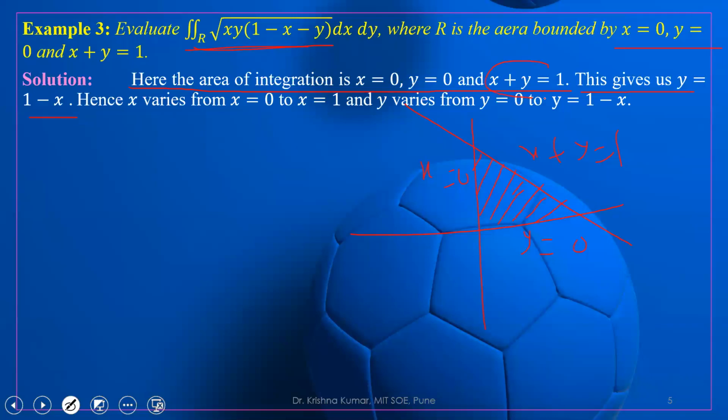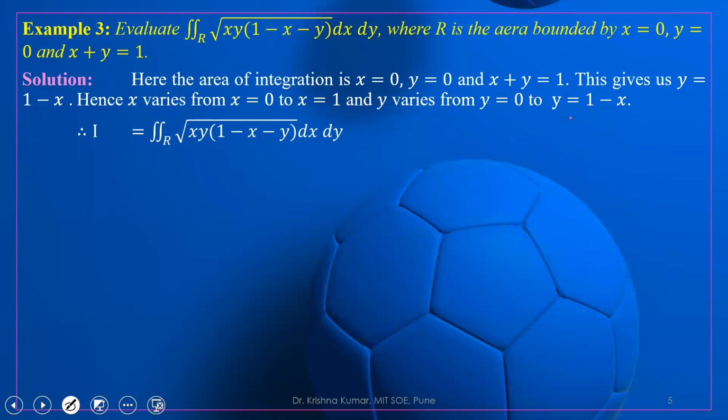So now from this equation, what is the value of y? It is 1 minus x. Hence x varies from x equal to 0 to x equal to 1. If you put y equal to 0, what is the value of x? It is 1. So the minimum value of x is 0, and the maximum value of x is 1. And y varies from, what is the minimum value of y? According to the area of integration, y is equal to 0. And what is the maximum value of y? It depends upon the value of x. So y is equal to 1 minus x.